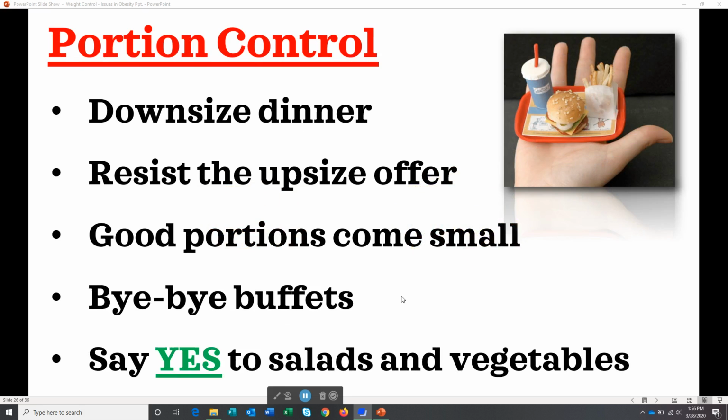Things you can do to control the portions: downsize the dinner, use a smaller plate, resist the upsize offer, say goodbye to buffets, keep it to 1 plate, don't go back for seconds, say yes to salads, vegetables, and fruits.